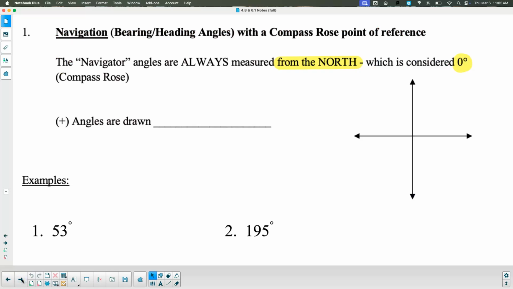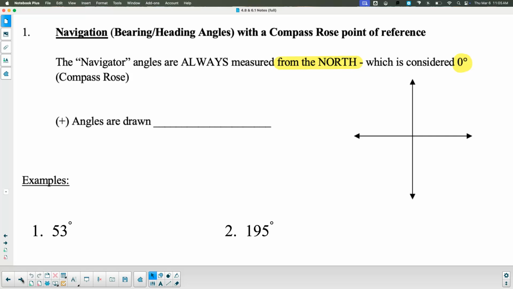Today we're going to start. It's in the textbook that we have this class based off of. It was section 4.8, but really we kind of combine it with chapter 6. So navigation, we're going to talk bearing and heading angles with a compass rose for a reference point.